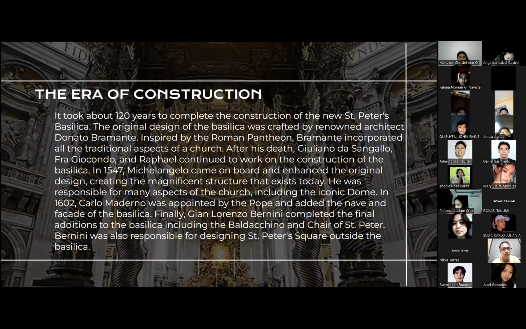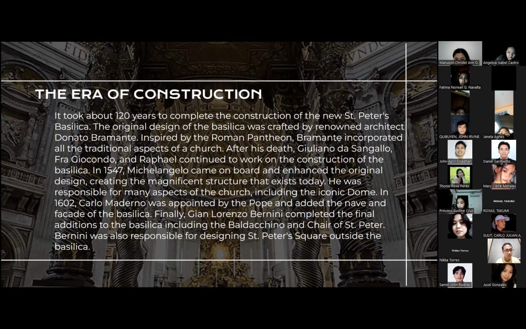So the year of construction, so bago siya matapos, 120 years to complete the construction of the new Saint Peter's Basilica. So napakatagal niya, so 120 years. The original design of the basilica was crafted by renowned architect Donato Bramante. So yung mga gawa niya is yung pang-Renaissance. Inspired by the Roman Pantheon, Bramante incorporated all the traditional aspects of a church. After his death, Giuliano da Sangallo, Fra Giocondo, and Raphael continued to work on the construction of the basilica. So sila na yung nagtuloy dahil nga namatay si Donato Bramante.